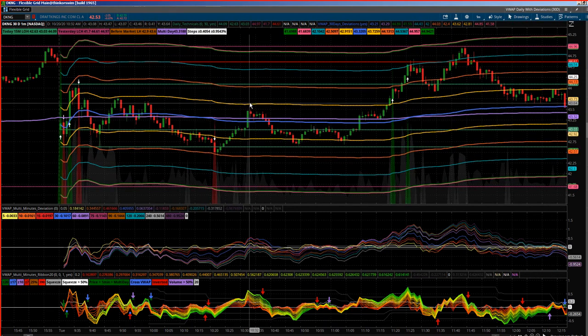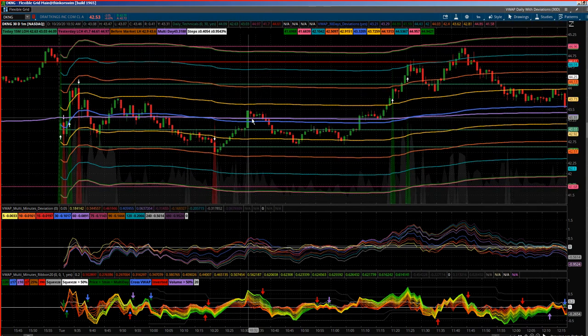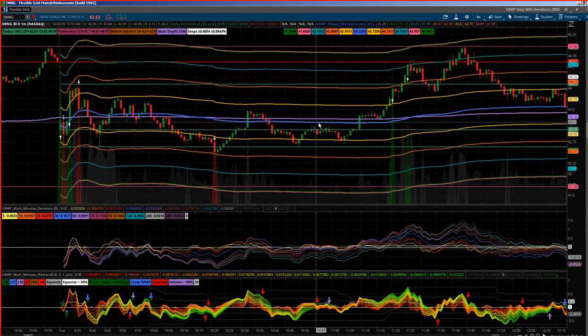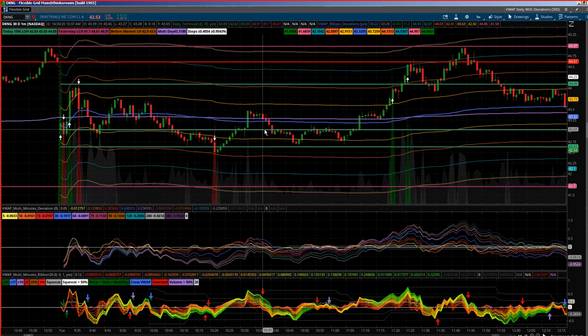Doesn't touch the first offset, which I would have expected to do at least one bounce off it. Just crawls through the multi-day and the VWAP before going back down to the -1 and bouncing between VWAP opening. This one over here, this green one, is the opening day. So it just bounces between the -1 and the opening.